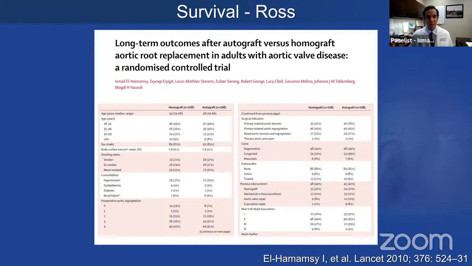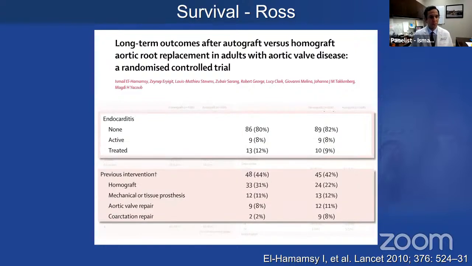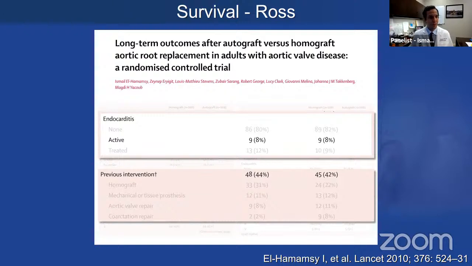He randomized 216 patients. And these were not cherry-picked patients. They were really all comers. If you look at the incidence of patients that had active endocarditis as an indication for surgery, it was 8% in both groups. And almost half the patients had a previous operation, the most frequent of which was homograft aortic root replacement. So by no means were these easy operations, and by no means were these patients destined to have a very good long-term outcomes.